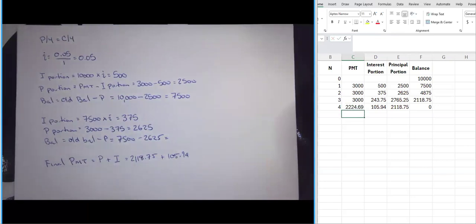And so that's a full loan repayment schedule for a $10,000 loan being repaid with payments of up to $3,000 each year.